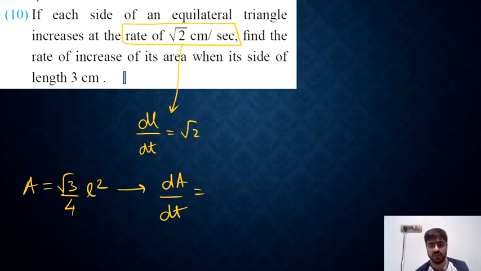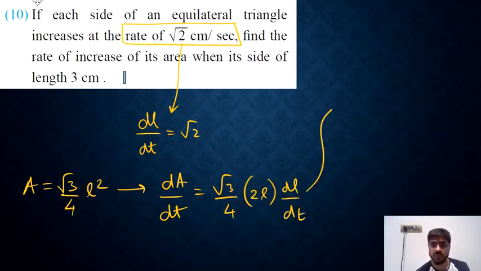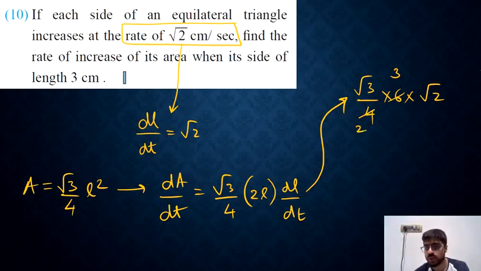So when you take a derivative of this, that will be root 3 by 4 into the derivative of L square, that is 2L into dl by dt. So this dA by dt will be root 3 by 4 into 2L, that will be 2 into 3, which is 6, into dl by dt, and that is going to be equal to root 2. So 4 and 6 getting cancelled, we have a 3 here and a 2 here. Root 2 can also get cancelled here, and we'll have a root 2 here. So this will be 3 root 3 divided by root 2.